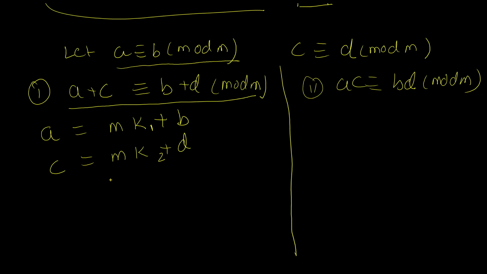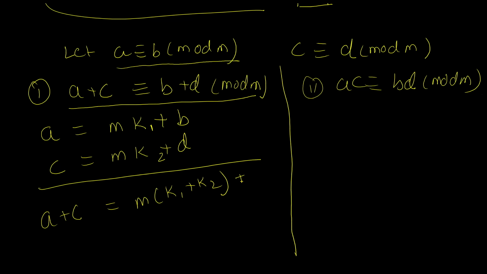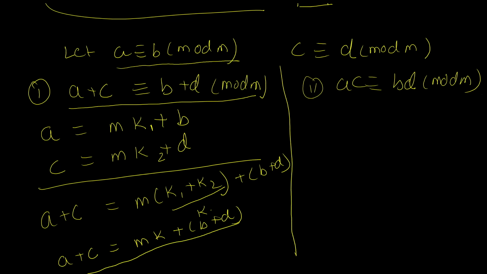So therefore I go on adding these things. When you do the other problem, you probably want to multiply. So if I add these equations, I get A plus C equals m times k1 plus k2, plus B plus D. And again, the sum of two constants is also a constant. Then I could say A plus C equals m times some constant k plus B plus D, right? And this is the same pattern as this. And this would allow me to say A plus C is congruent to B plus D under the modulus m, right? Because it's still m in here.